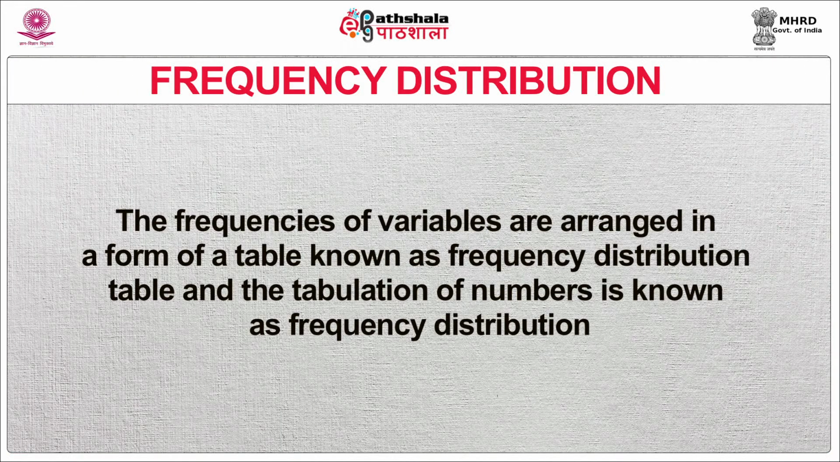Statistical data includes numerical data, which may be repeated twice or more. The frequency of repeated numbers involves a group of data known as frequency of that variable to which it has been assigned. The frequencies of variables are arranged in the form of a table known as frequency distribution table, and the tabulation of numbers is known as frequency distribution. It is basically defined as the way of tabulating the values consisting of more than one variable.